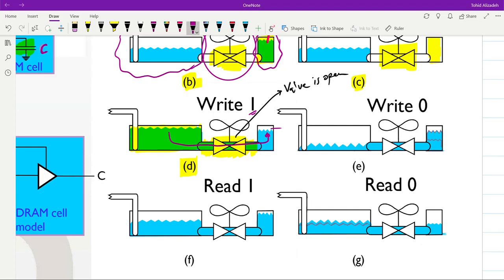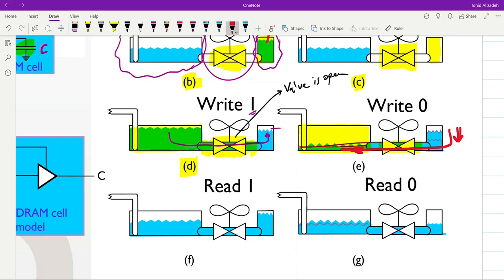While if we want to write the value of 0 into our small tank or into our capacitor, what we need to do is to empty the bigger tank, and you can see it over here. So the level of the liquid in the big tank is quite low. The valve is open, and therefore if the smaller tank was filled with 1 beforehand, we would have the flow of the liquid in this direction such that the level of the liquid in the smaller tank drops, and it means that we are restoring the value of 0.